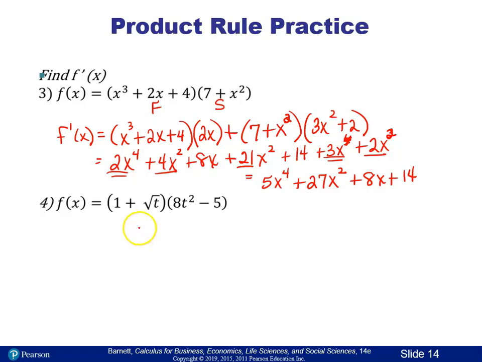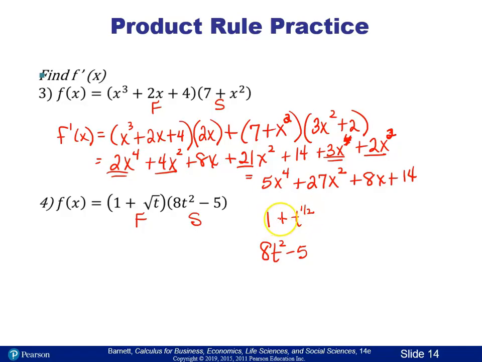Okay, looking at this one here, we've got our first and our second. Especially as you get more complicated with the functions, I think maybe the box might be the easier way to go with this. So this would be 1 plus, I'm going to write this as t to the 1/2 because when we're taking derivatives, we know that we're going to have to get rid of that radical before we can do anything. Then the second function is 8t squared minus 5.